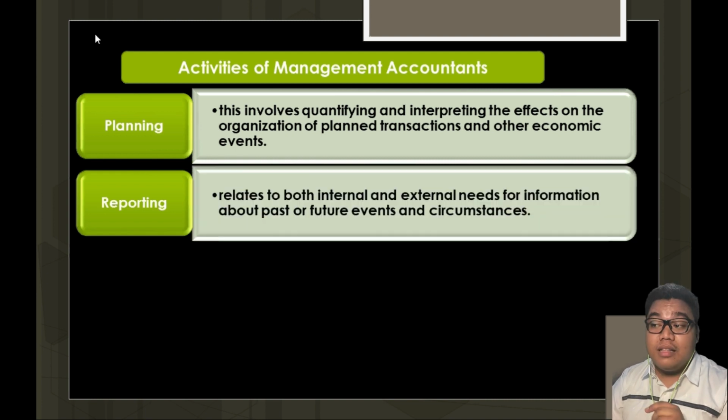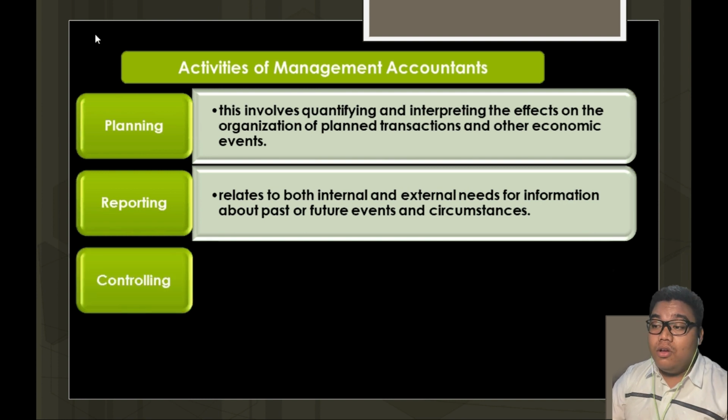Reporting, this relates to both internal and external needs for information about past or future events and circumstances. As a management accountant, you are involved with furnishing reports necessary for both internal and external purposes.